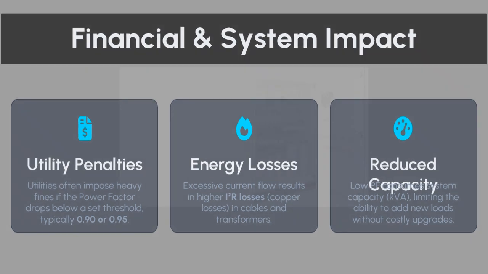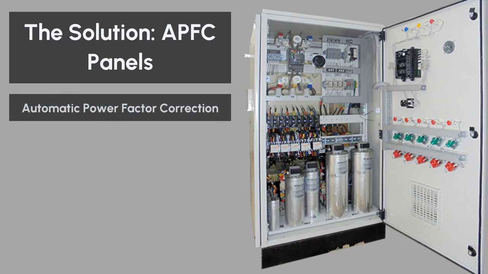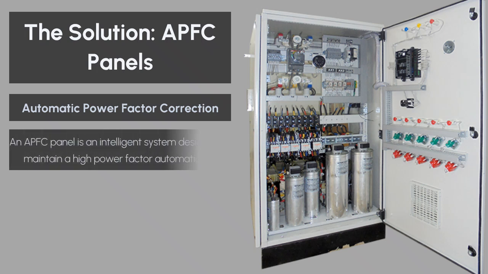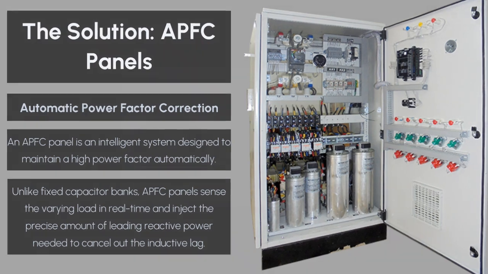The solution: APFC panels. The solution is automatic power factor correction, delivered via an APFC panel. These systems are specifically engineered to inject leading reactive power, using capacitors, to neutralize the lagging power drawn by inductive loads. Crucially, APFC panels are dynamic. Unlike fixed capacitor banks, they monitor the load fluctuations in real time and adjust the compensation as needed, ensuring continuous, optimal efficiency.